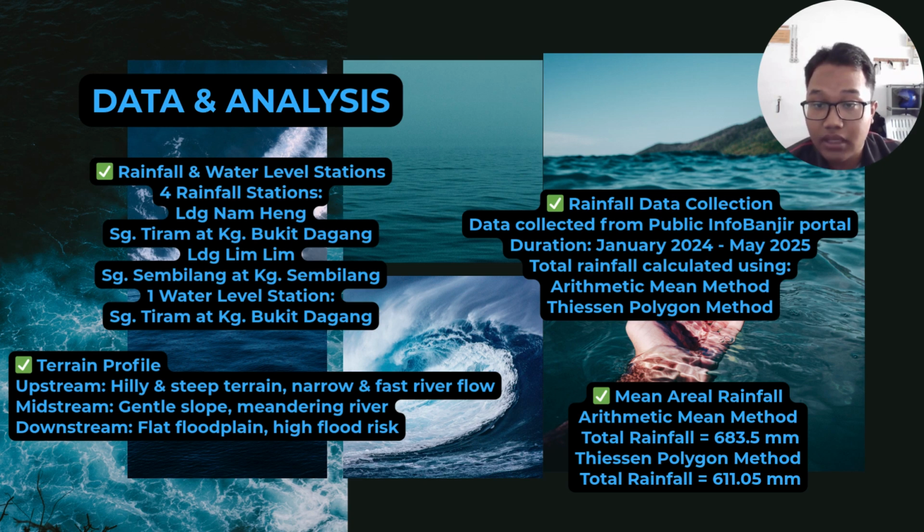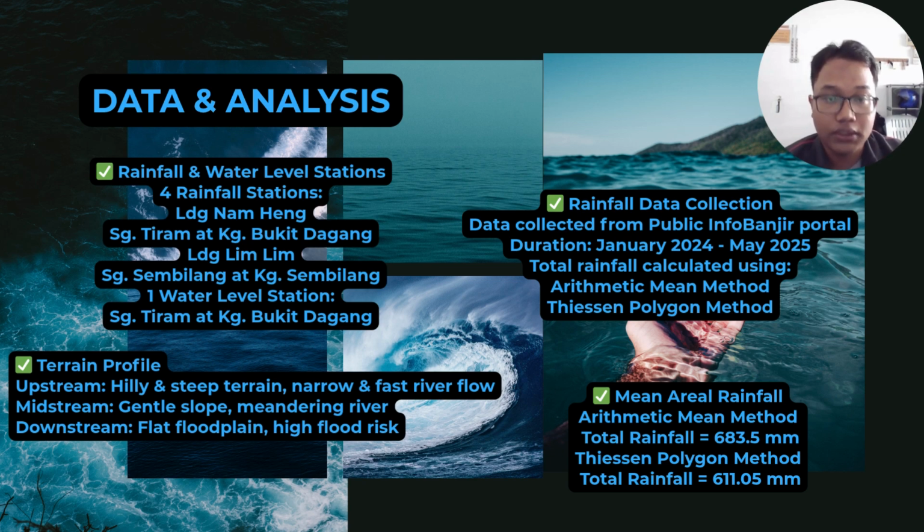The river profile: upstream is hilly and steep terrain, narrow and fast river flow. Midstream, gentle slope, meandering river, and the last one, downstream, flat floodplain and high flood risk. Rainfall data collection. Our group data got from the Public Info Banjir portal. Duration from January 2024 to May 2025.